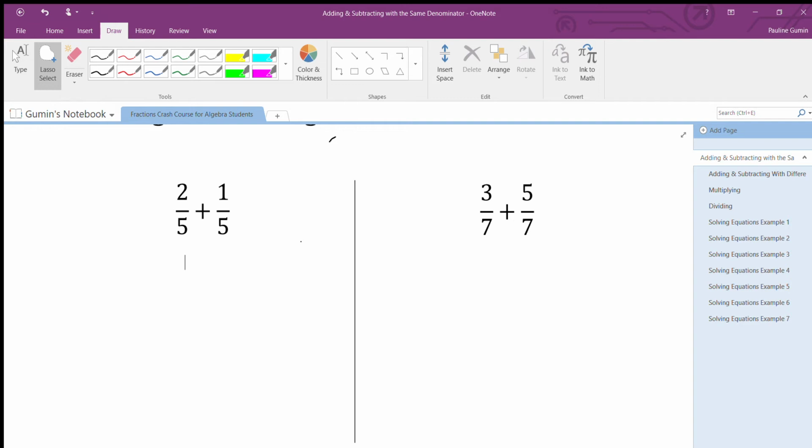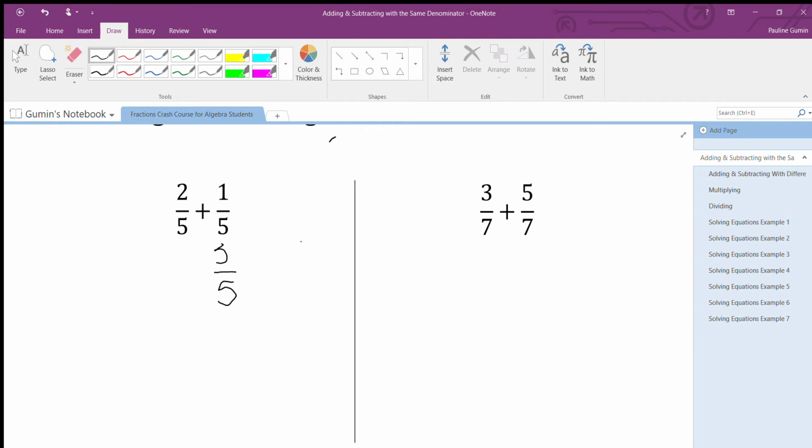All right, the first problem that we have with fractions is on the left-hand side, and it is 2/5 plus 1/5. When we add and subtract fractions, we keep the denominator the same, so I'm going to leave a 5 on the bottom. Next, we do the operation that is presented to us, in this case addition, between the top two numbers, 2 and 1. That's 3.